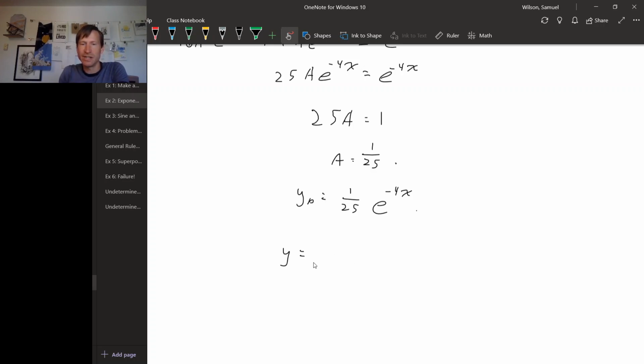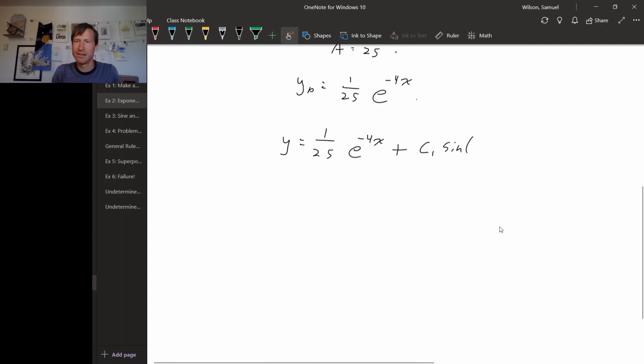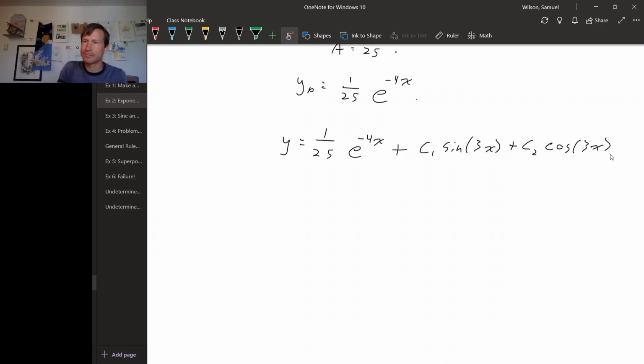We can write our general solution. Our general solution is the particular solution, 1 over 25 e to the minus 4x, plus the complementary solution, which was c1 times sine of 3x plus c2 times cosine of 3x. So for this example, our inhomogeneous term on the right-hand side of the equation was an exponential, and the guess we made was an undetermined coefficient in front of that exponential.